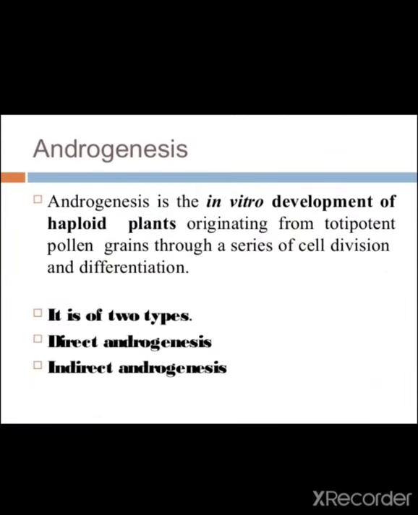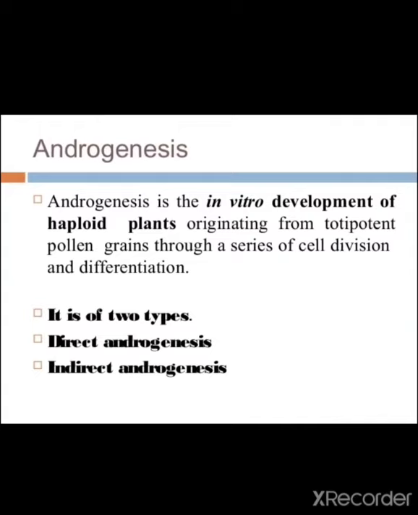The process of pollen or microspore culture is also known as androgenesis. Androgenesis is the in vitro development of haploid plants originating from totipotent pollen grains. Totipotent pollen grains means pollen grains have the capacity to regenerate a complete plant through a series of cell divisions and differentiation.